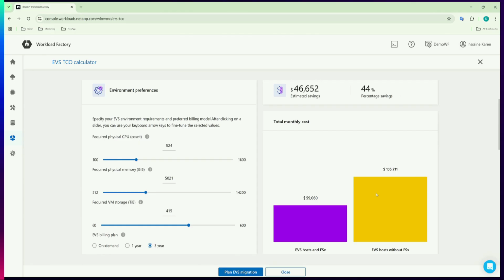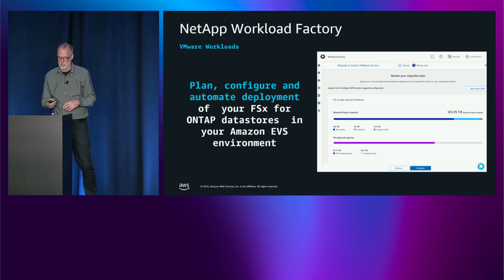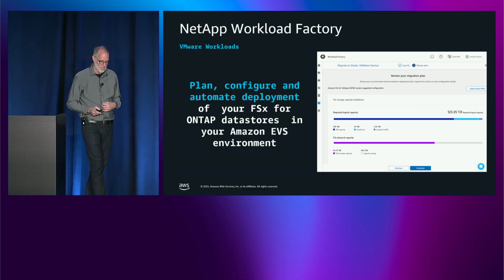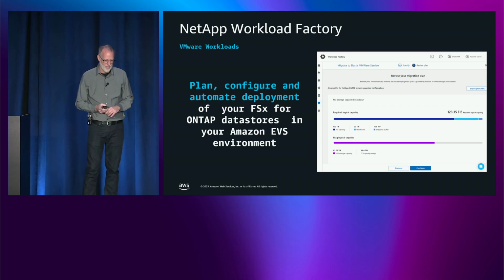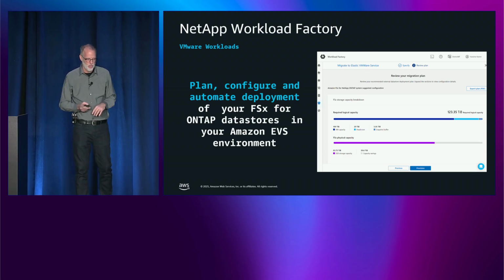So it's going to take all of that into account and give you the total cost of ownership, and say, does it make sense to add FSx for ONTAP, or does it not make sense? That's purely from a cost perspective. So that's the calculator. You can definitely log into it. I'll show a QR code in just a minute.